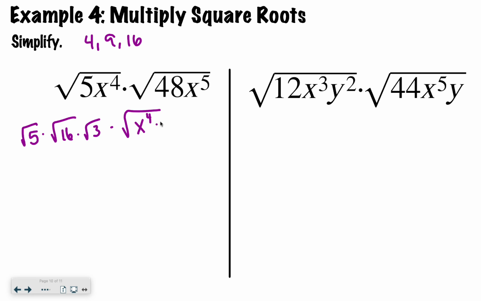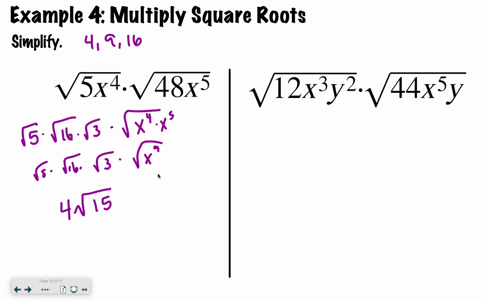I have an x to the 4th times x to the 5th, which we just practiced: when the base appears twice and you have 2 powers, you add those together. So this is x to the 9th. That 3 doesn't change, and we have that 16 and that 5. The square root of 16 is just 4, and the square root of 5 and square root of 3 don't break up anymore, so I'm going to say the square root of 15. And this x to the 9th, 9 has 4 groups of 2 in it with 1 left over. So my final answer would be 4x to the 4th square root of 15x.